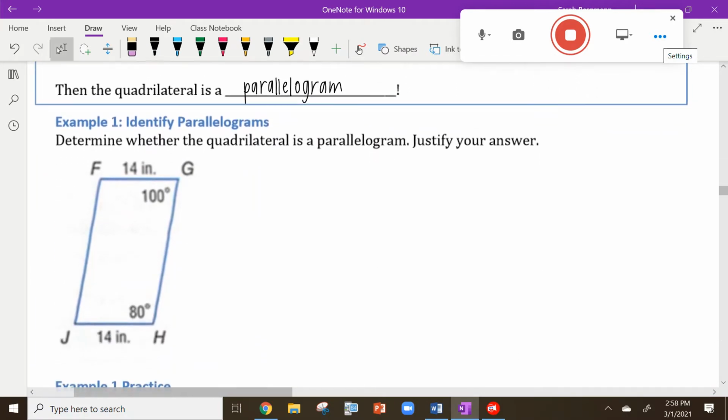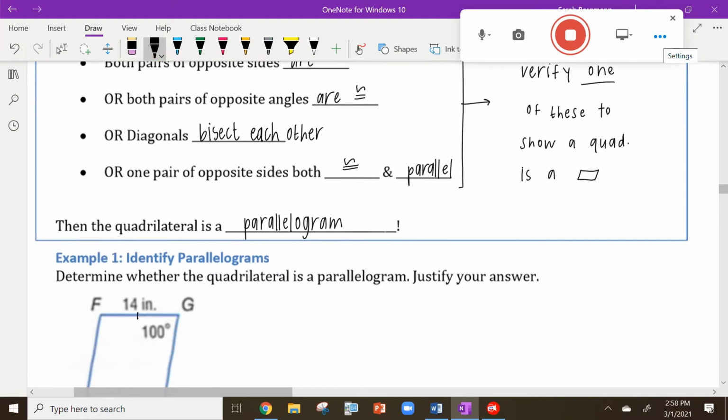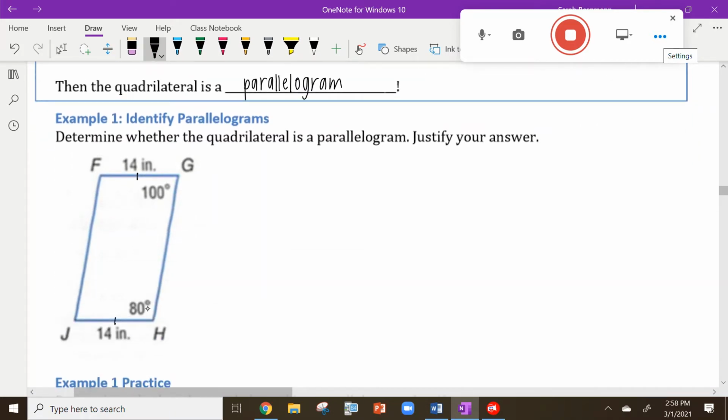It says determine whether the quadrilateral is a parallelogram, justify your answer. So I see that I have one pair of opposite sides congruent. However, this first one says both pairs of opposite sides have to be congruent. I do have this other one that says one pair of opposite sides both congruent and parallel. Let's look at these angles that they gave us, 100 degrees and 80 degrees. Looking at those angle measures, I know that those add up to 180.